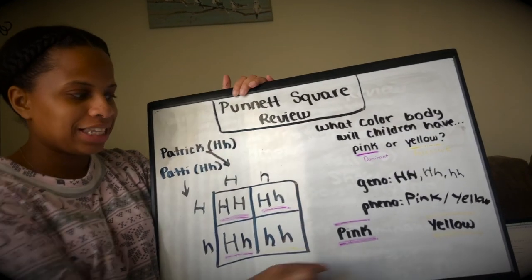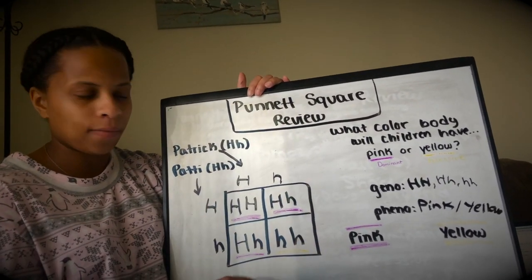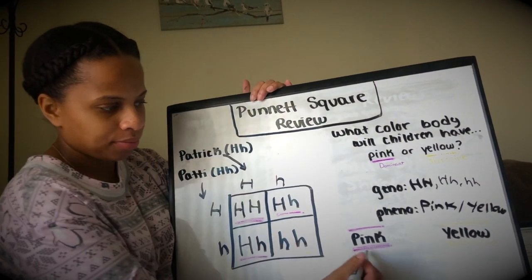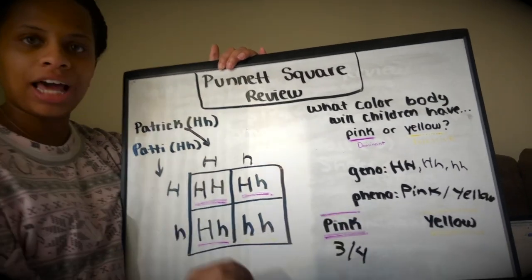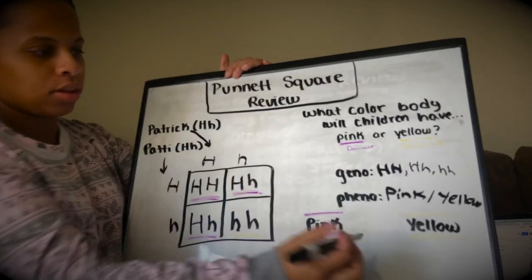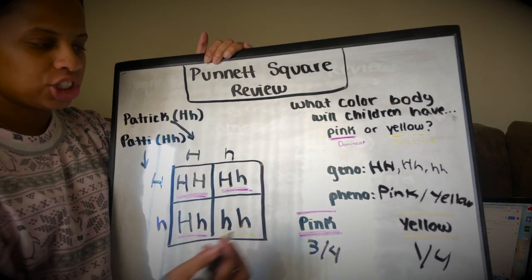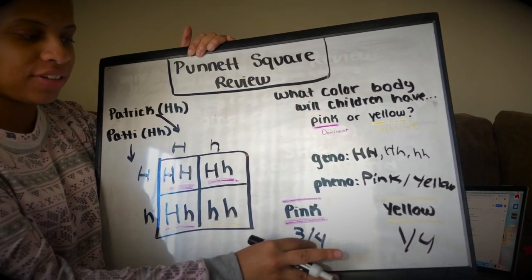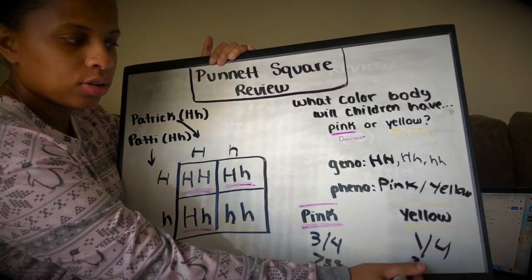So now, the last thing in our box, we're looking at this. Pink. How many pink do we see out of 4? 1, 2, 3. 3 out of 4. How many yellows do we see? 1. 1 out of 4. Okay? Change that into a percentage. 3 divided by 4, 75%. 1 divided by 4, 25%.